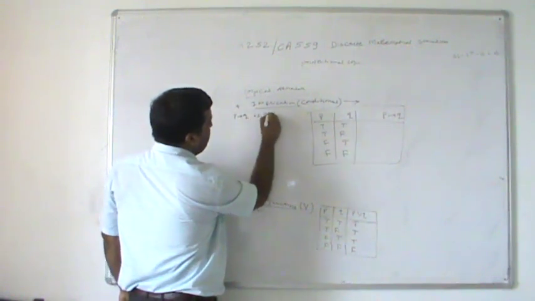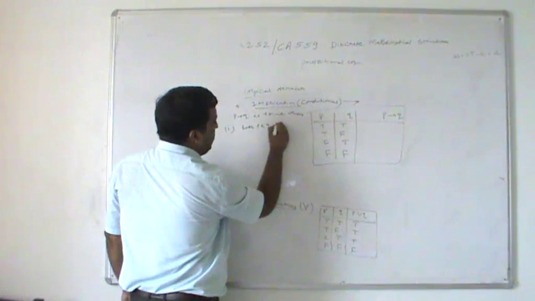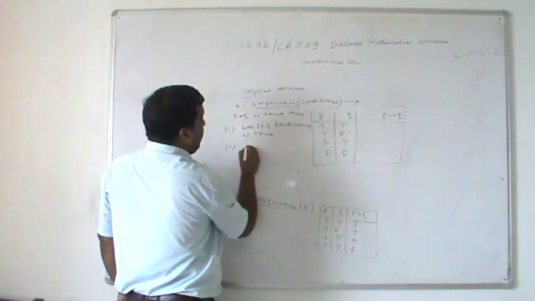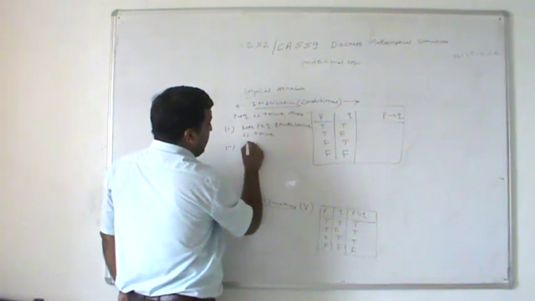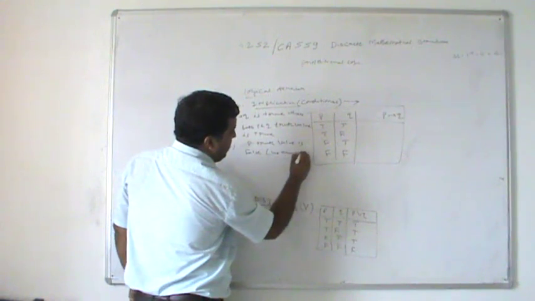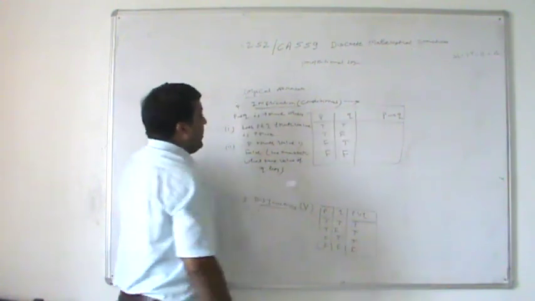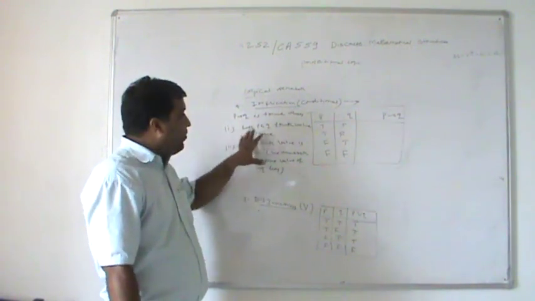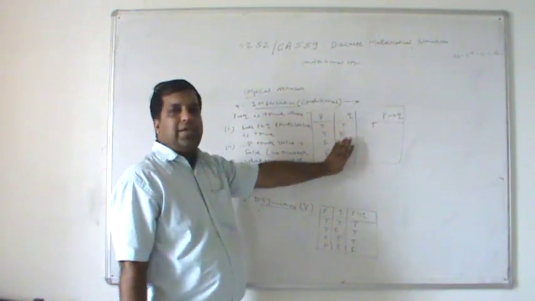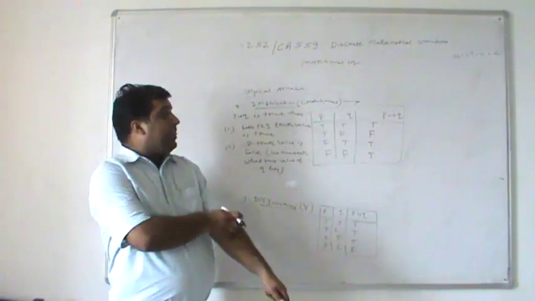P implies Q is true when, first, both P and Q truth values are true, and second, the P truth value is false, no matter what the value of Q is. In that case, the two conditions are satisfied: when P truth value is true and Q is true, P implies Q is true. Or when P value is false, no matter what the value of Q is, either true or false, the resultant value becomes true. In other cases, the resultant value is false. So that is the implication.